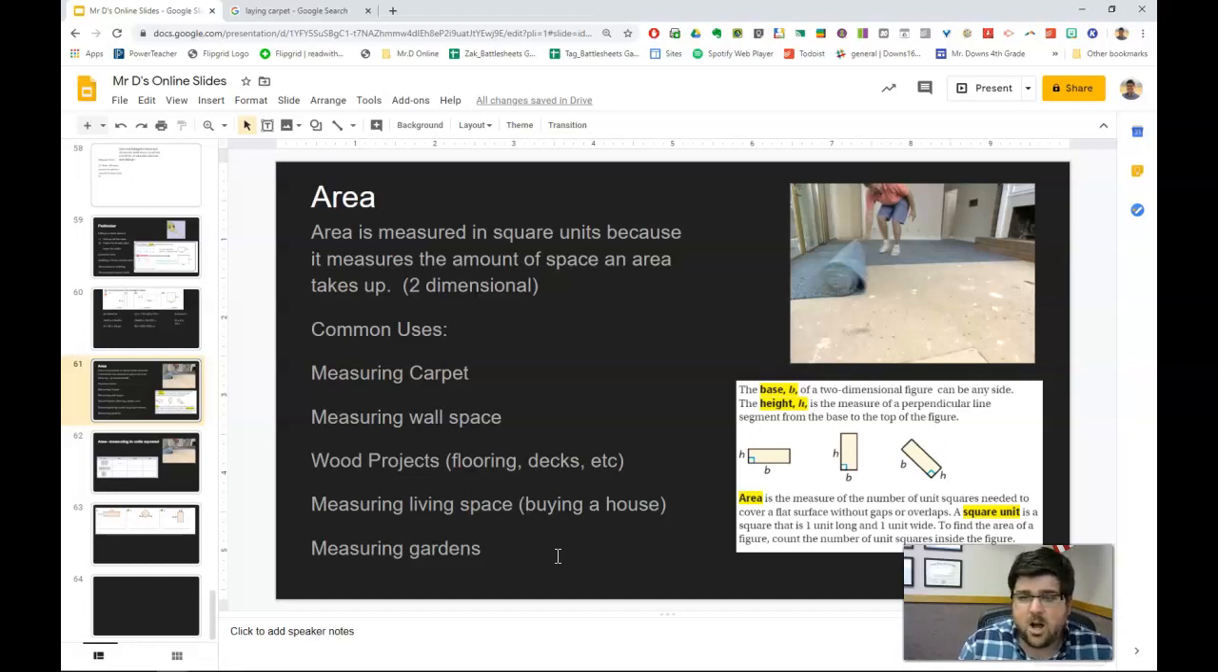Measuring gardens is another common one. If you've got an area that's set out to be your garden, you need to know how many seeds you can plant in there. And so one way you can do that is by calculating area.